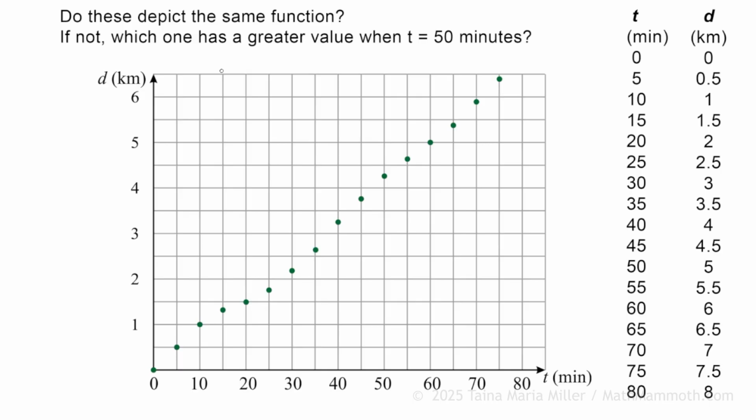So therefore, which one has a greater value when t is 50 minutes? t is 50 minutes, 5 kilometers. 50 minutes, this one is less than 4.5, maybe 4.2, 4.25 kilometers. So this particular function has the greater value.